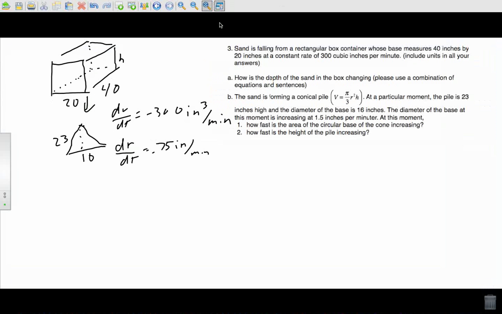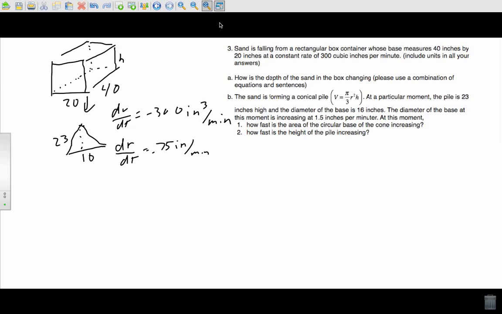Okay, problem number 3 is a related rate problem. And the first thing you're supposed to do with a related rate problem is write down everything that you know. So I started with just the given. Sand is falling from a rectangular box. Measurements are 40 by 20, and it's flowing out at a rate of 300 cubic inches per minute. So I drew your box, 20 by 40 by h. Put in dV/dt is negative 300 inches cubed per minute.